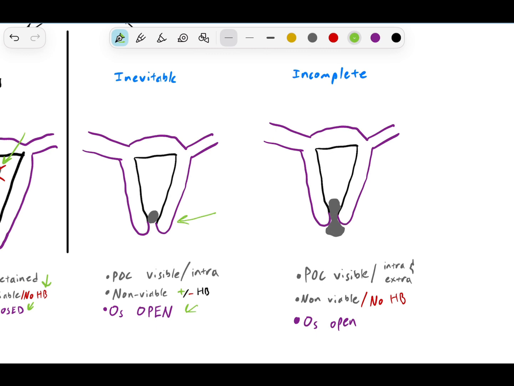And if you notice what I've drawn here, I've drawn the products of conception closer to the cervical os. What that means is that on a speculum exam, you're going to see that the cervical os is open, and you may see products of conception through the cervical opening. And again, from a viability perspective, there may or may not be a heartbeat. However, this stage of a miscarriage is described as inevitable because even if there is potentially a heartbeat, it is inevitable that this stage will advance to a complete miscarriage.